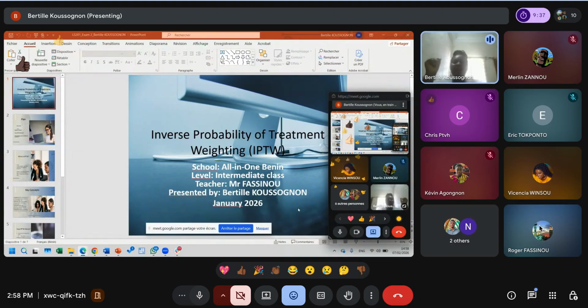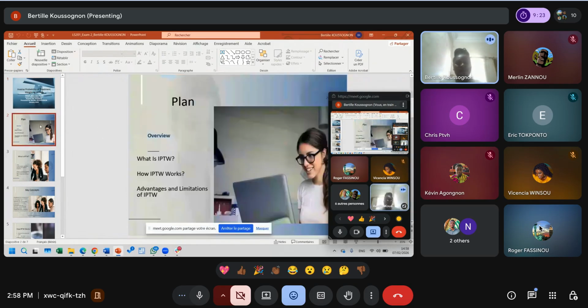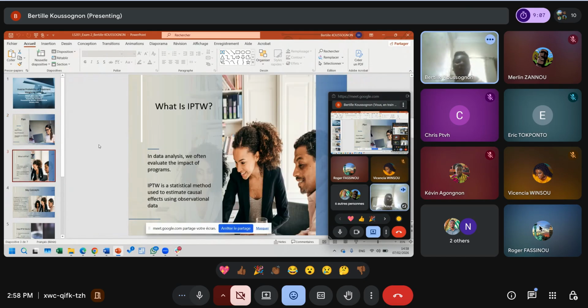Okay, right now I'm going to present you one of them, which is inverse probability of treatment weighting. First, I will talk about what is IPTW. Next, how IPTW works, and finally, I will present to you some advantages and limitations of IPTW. So let's go. What is IPTW?